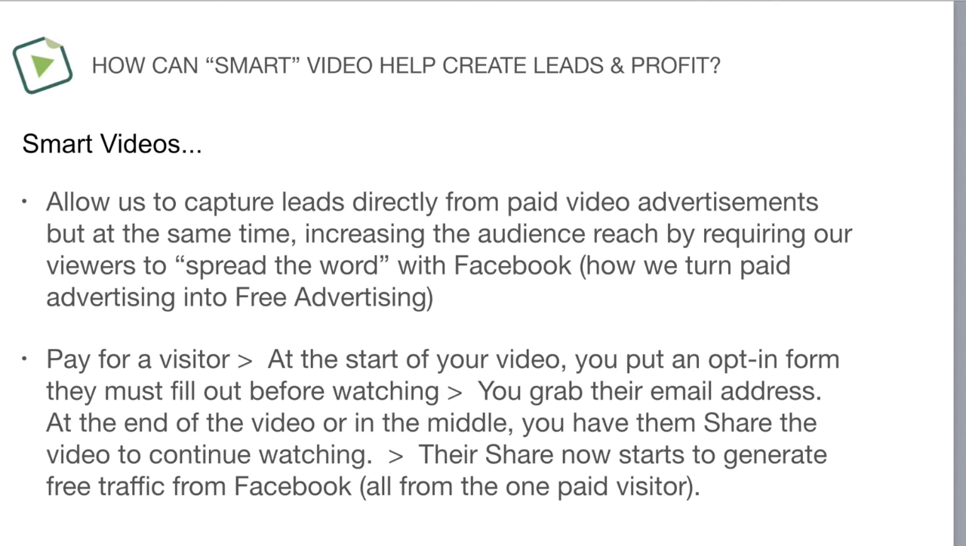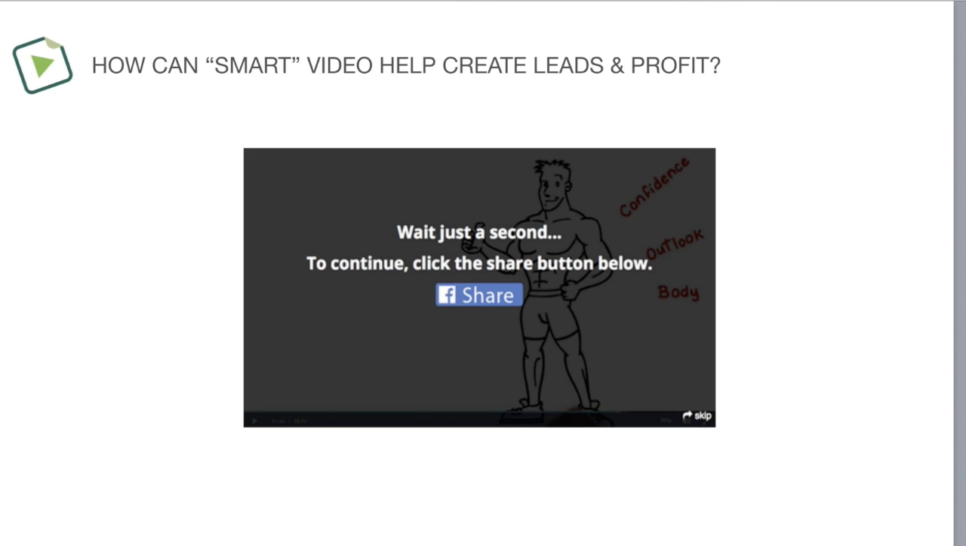But the flow is to pay for that visitor, get them to the start of your video, get them to opt in to something that's worthwhile to watch, and then grab their email address. So you're building a list. And then at the end or the middle of the video, you can ask them to share the video to continue watching the video. Okay. And then that starts the free traffic generation process. Okay. And this is just a simple sample of the share gate, where you can either have this required or not required. You can have that little skip button at the bottom right-hand corner. And this can really start a viral effect.